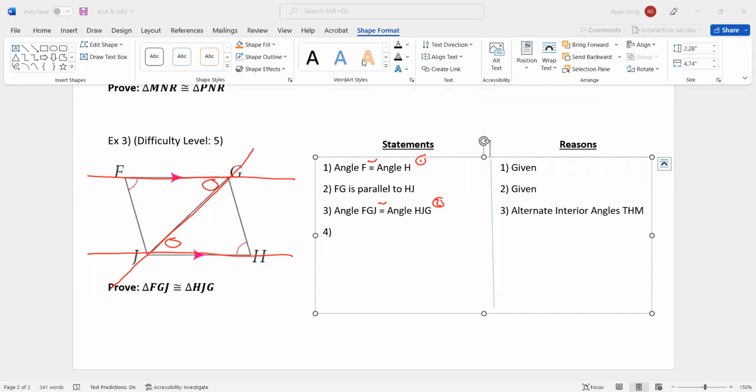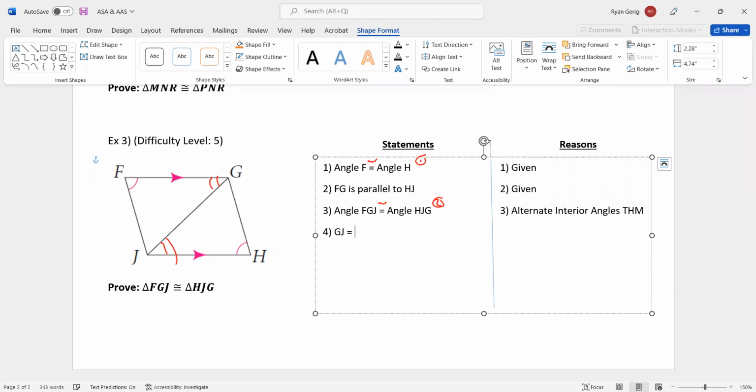And I'm going to go over here to the picture. I'm going to get rid of all that other stuff. And I'm going to mark that. That is congruent to that. I need a side now. What side am I going to use? Hopefully you see that I've got a side that's in both.